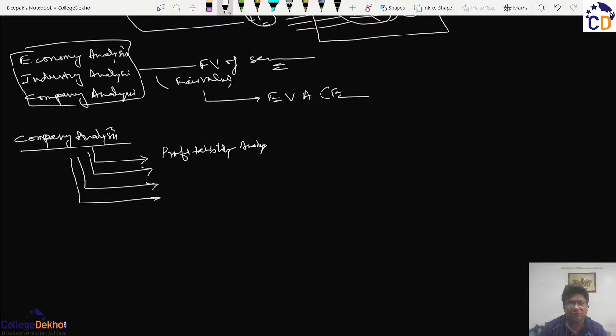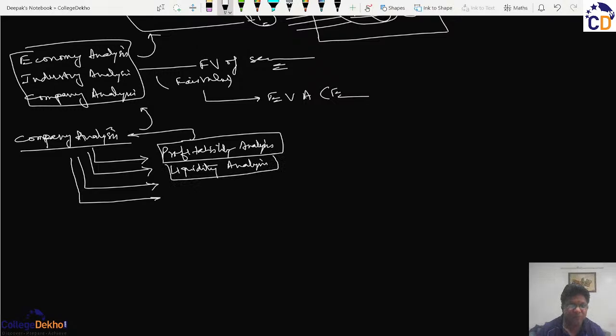Our focus in this session will primarily be on the profitability analysis, which is a part of company analysis, which is a part of the EIC analysis, which is a part of the fundamental analysis for investment. So it's a kind of cycle that you have to follow. Then we can have the liquidity analysis, because profitability is different from liquidity. What you earn is profit, but what you have in cash is your liquidity.